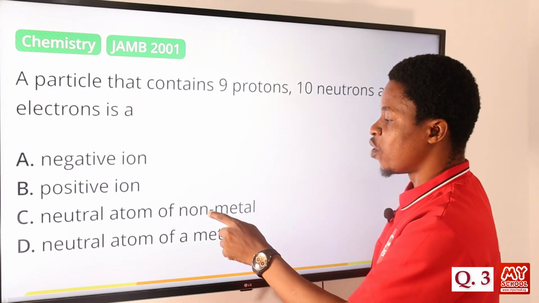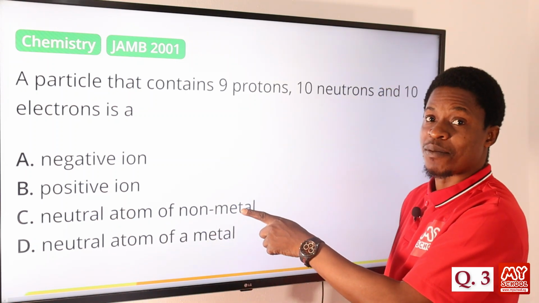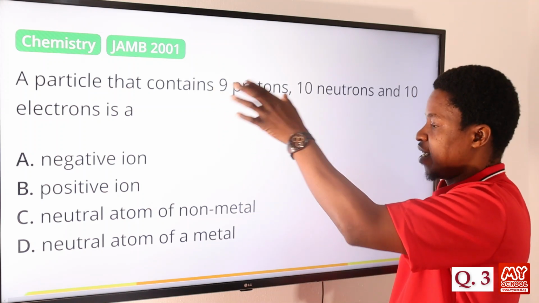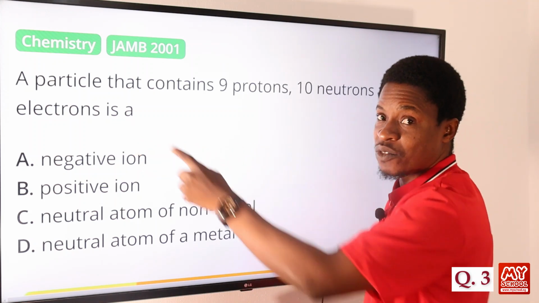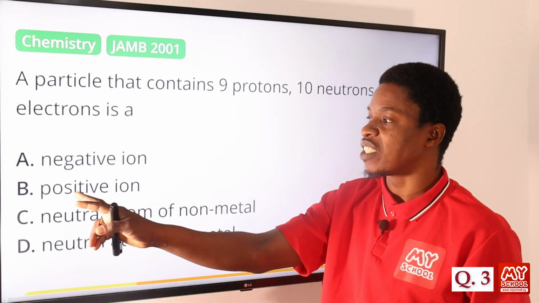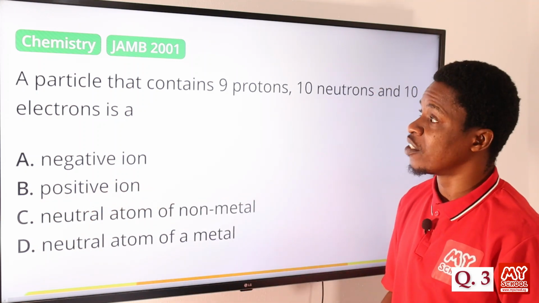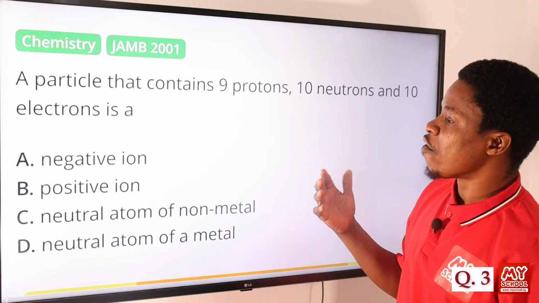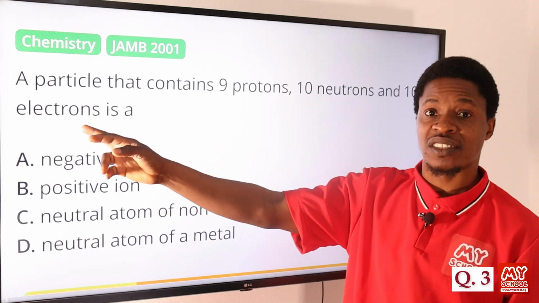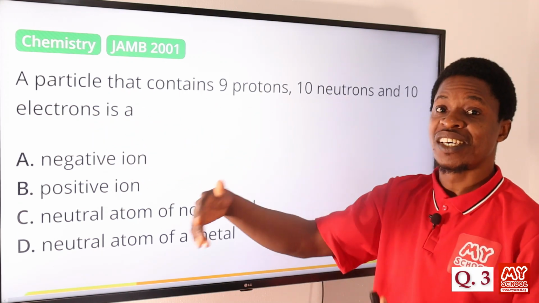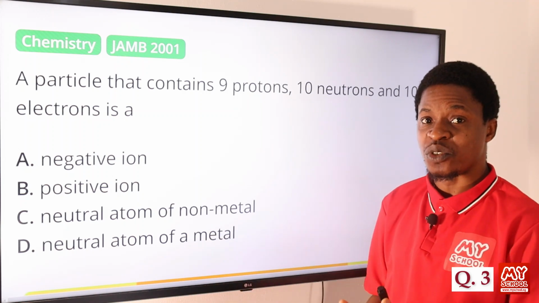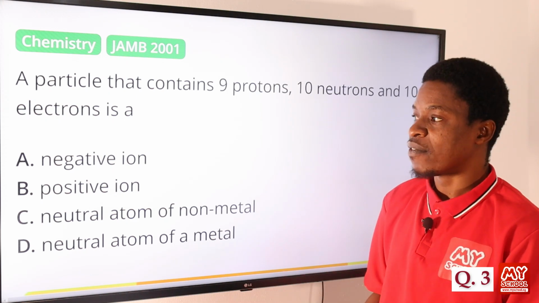Neutral atom of non-metal. If it were a neutral atom of a non-metal, definitely the number of protons should still be equal to the number of electrons, because it's a neutral atom. Then option B says positive ion. If the number of protons were more than the number of electrons, it would have been a positive ion.